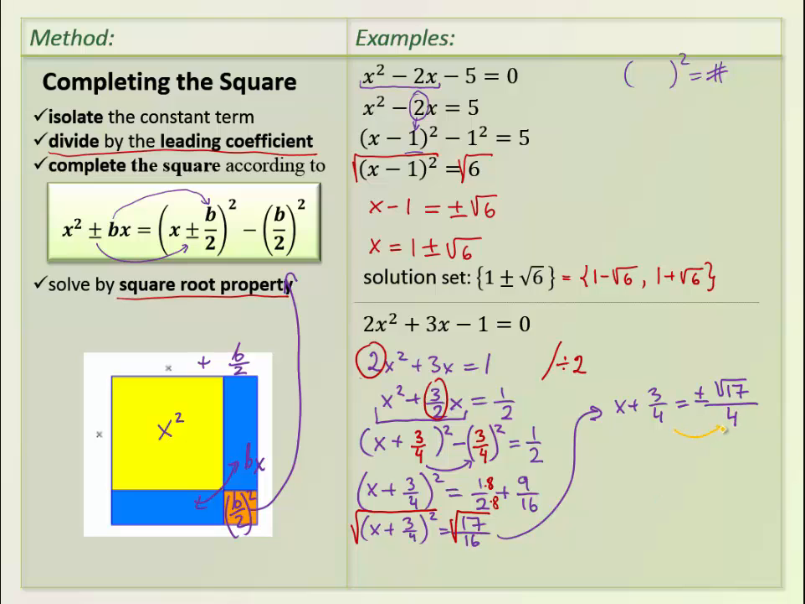Notice that at this moment we already have the same denominator, so it will be easy to combine these two fractions. We end up with x equals, on the same denominator 4, bring the 3 over, it's negative 3, plus or minus root 17. So that will be the final answer. And we are ready to state the solution set. The solution set is these two roots, negative 3 plus or minus root 17 over 4.